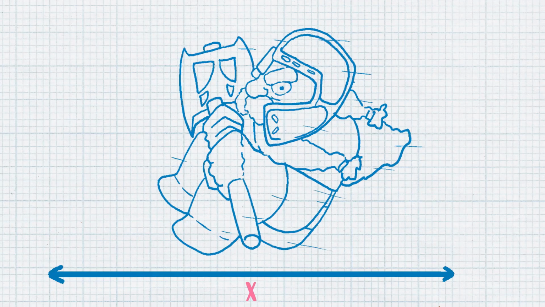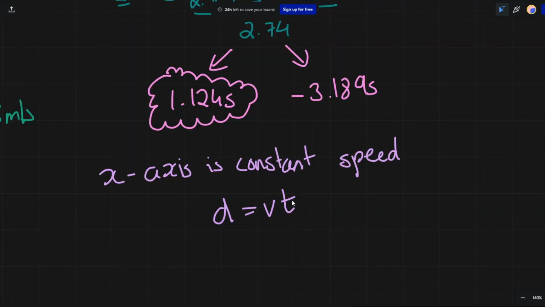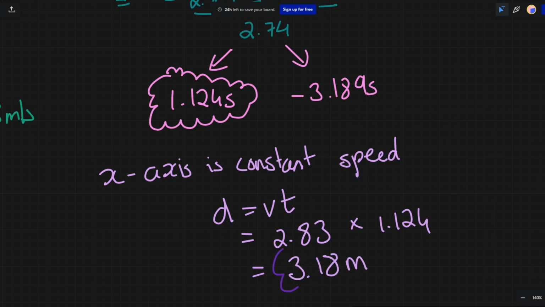Now that we know the time that Gimli has spent in the y-axis, how long he was going up and how long he was going down, that's also the amount of time that he spent going in the x direction. That didn't change. If we know how long he was up in the air for, that's how long he was going in the x direction, with no air resistance, and it didn't change in speed. Using your simple speed equation, v is equal to distance divided by time, we know his speed was 2.83 in the x direction and he was in the air for 1.2 seconds. Multiply those values together and we estimated that he got tossed 3.18 meters.